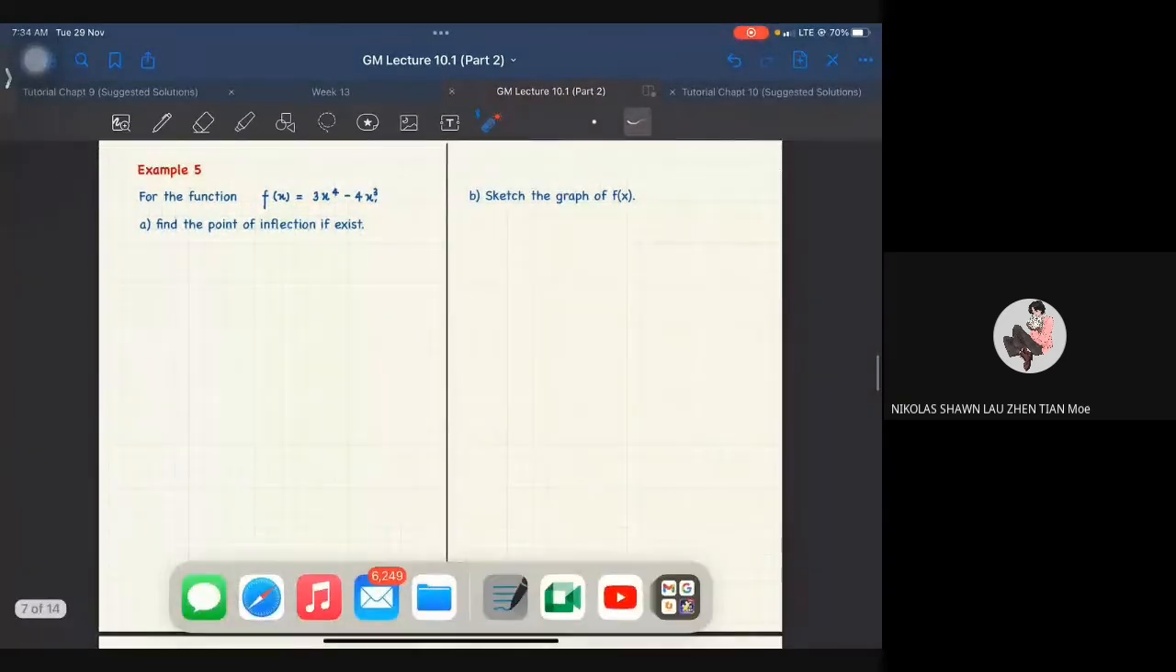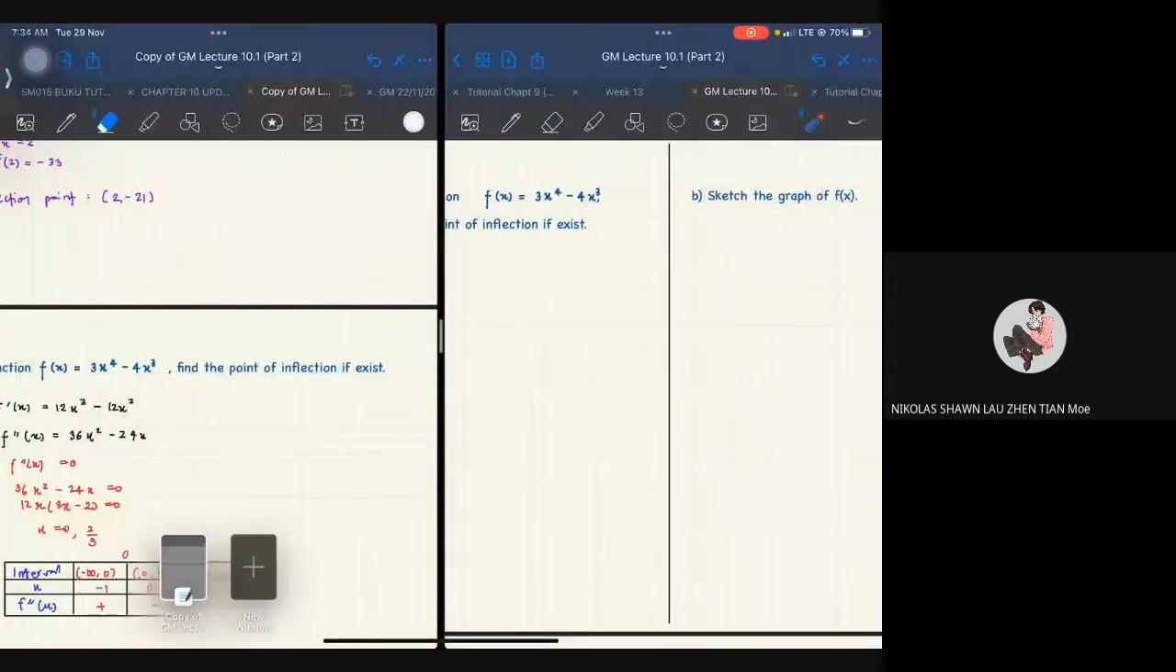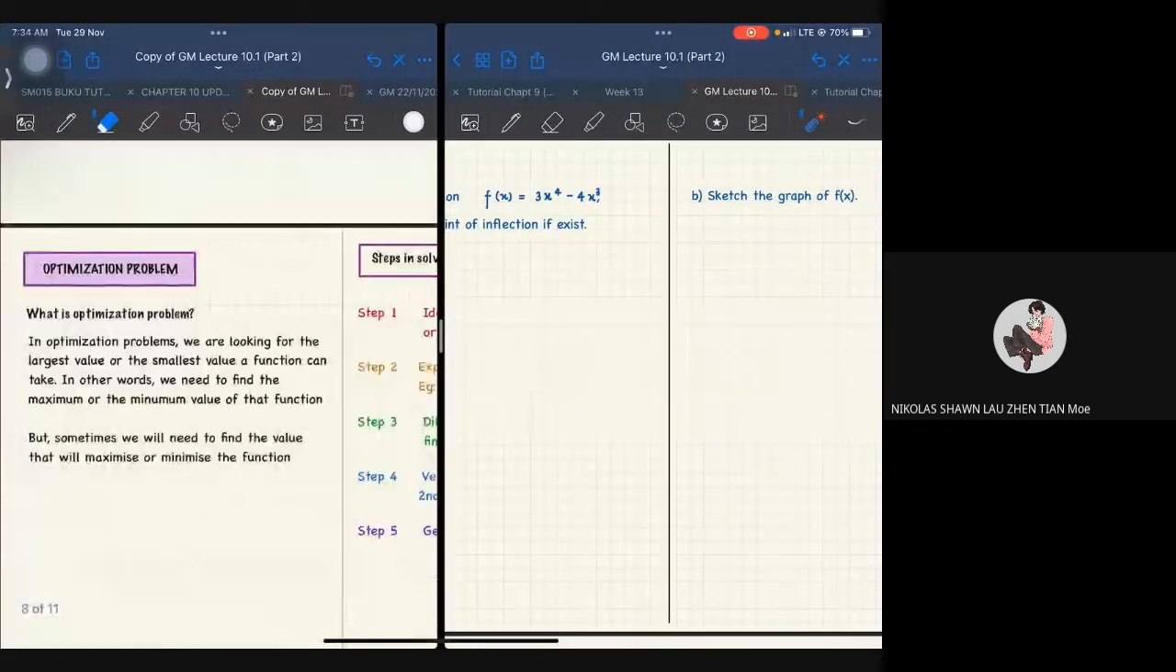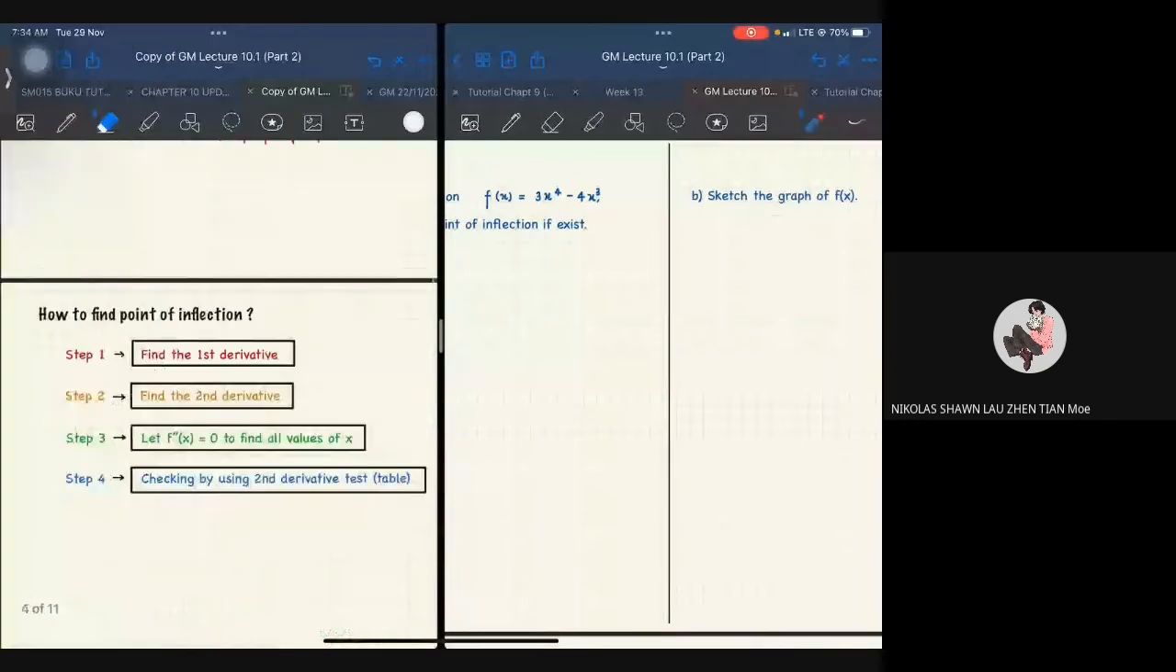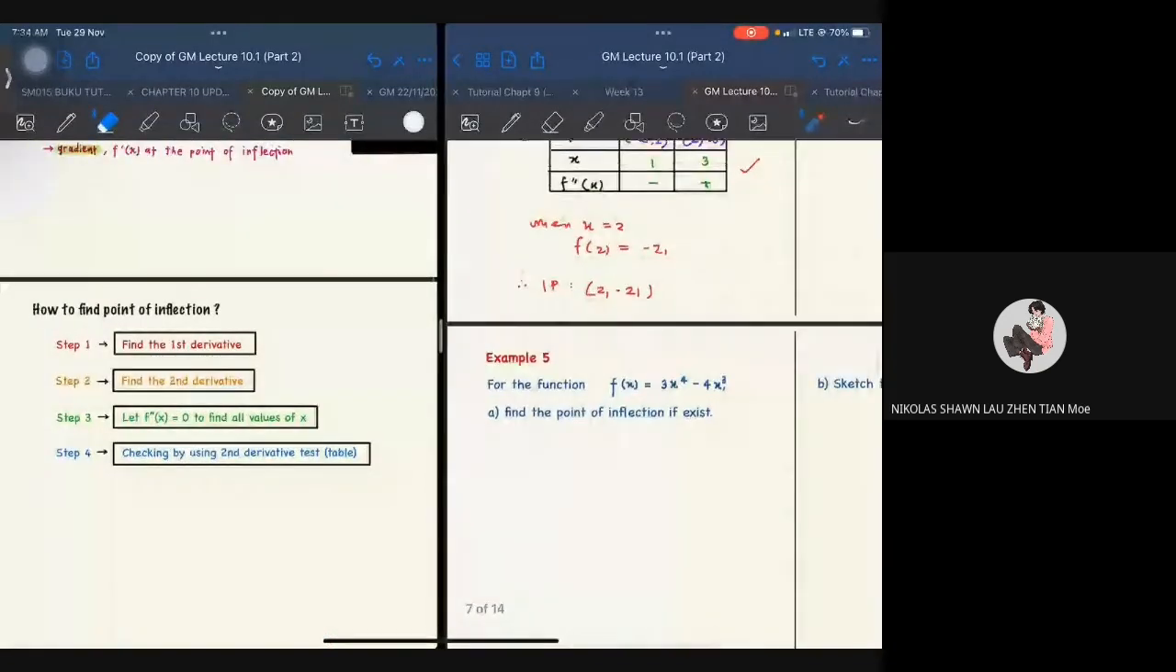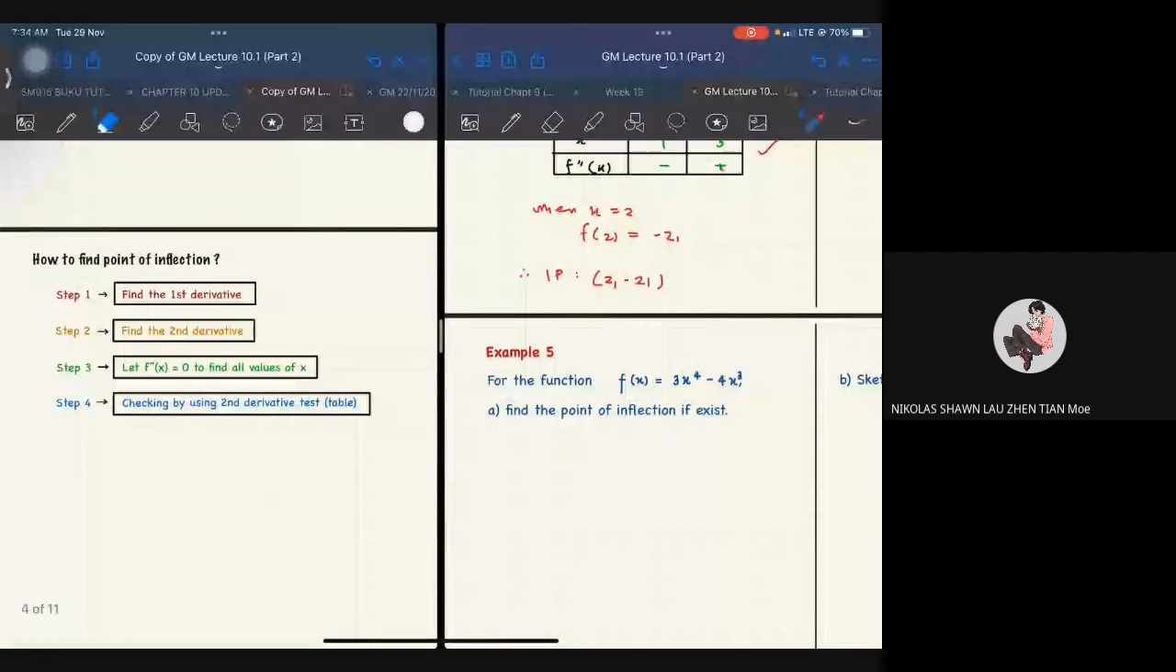Saya tunjukkan step dekat sebelah kiri. Where's the step? Mana step tadi? This one. Okay, so I give you around 3 minutes, 2 to 3 minutes.